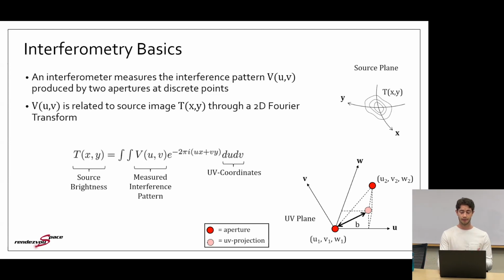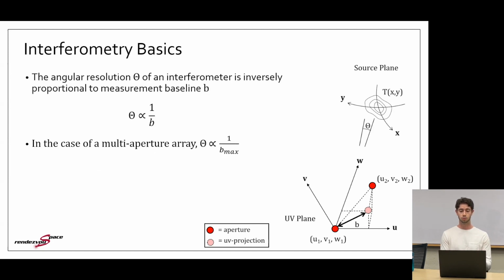And so that's the key of this work. One way we characterize the resolution of an interferometric image is angular resolution. Angular resolution is inversely proportional to the measurement baseline, so how far away these apertures are located, or in the case of many apertures, we take the maximum baseline.